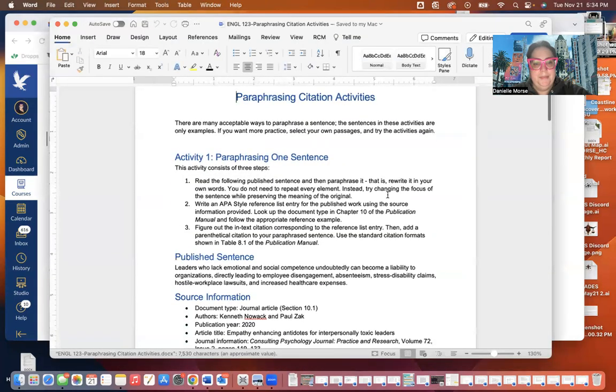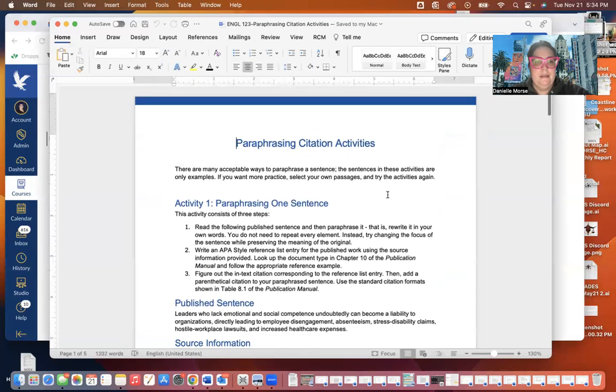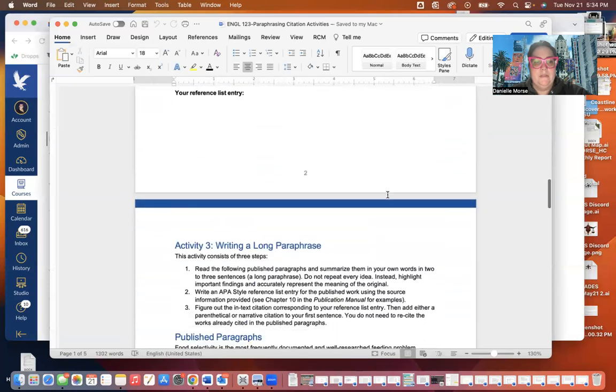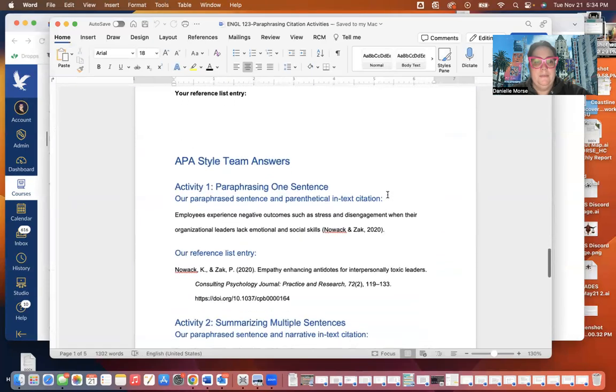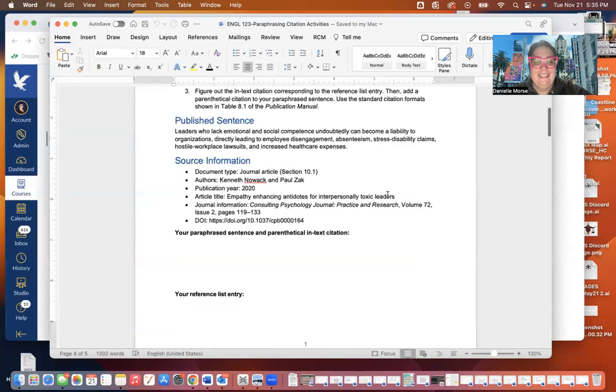Okay. So it's, right, we've got activity 1, activity 2, and activity 3. And then there are some, it's like an answer key.